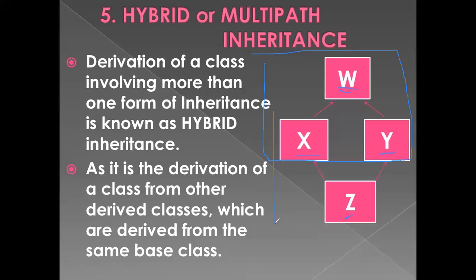Again, if I go for this part, from X and Y we're creating Z, we can say that this is a multiple inheritance. That means one class is derived from multiple classes.